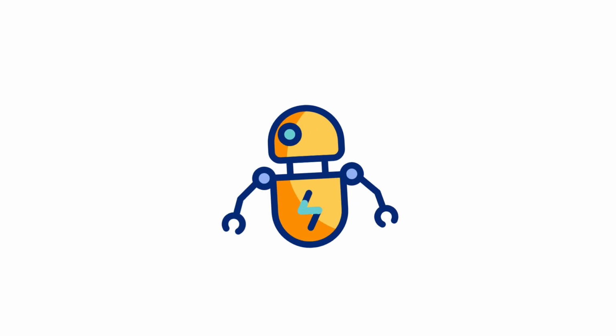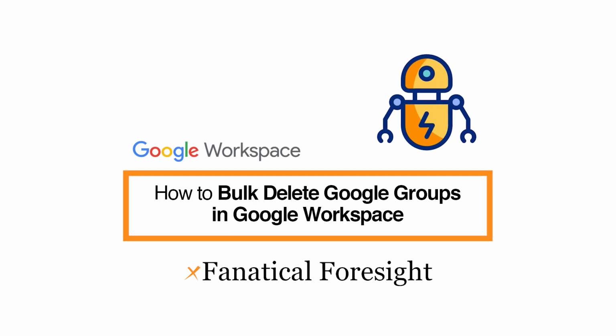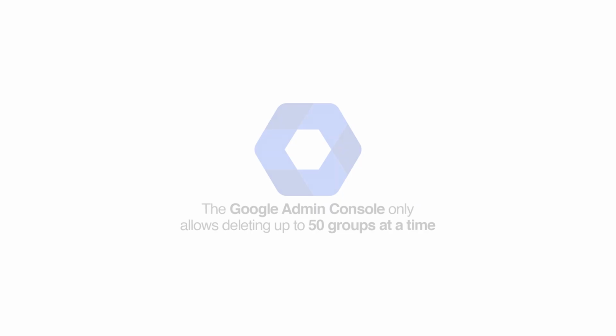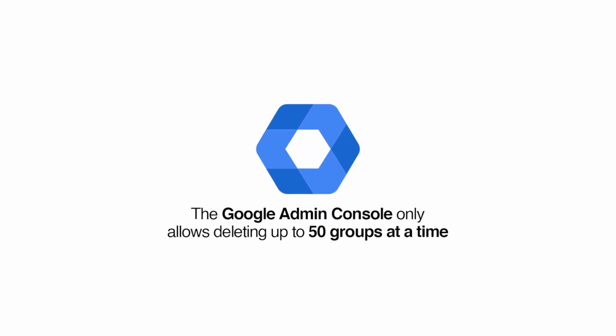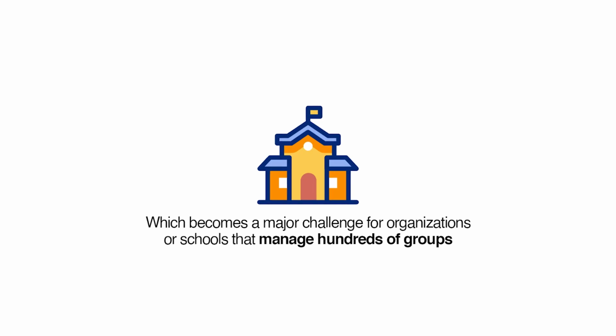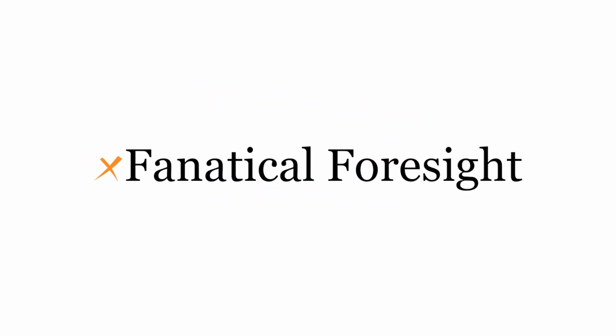Hi there, in this video, you will learn how to bulk delete Google Groups in Google Workspace with xFanatical Foresight. Deleting Google Groups manually is a slow and inefficient process. The Google Admin Console only allows deleting up to 50 groups at a time, which becomes a major challenge for organizations or schools that manage hundreds of groups. That's where xFanatical Foresight comes in.